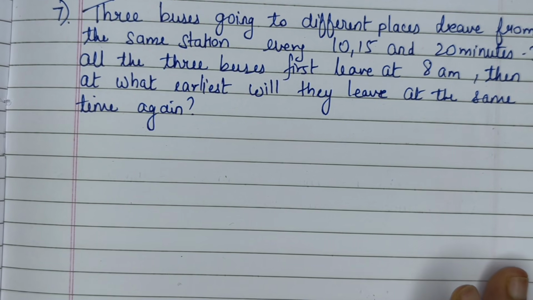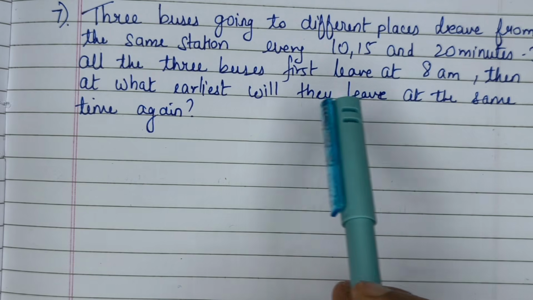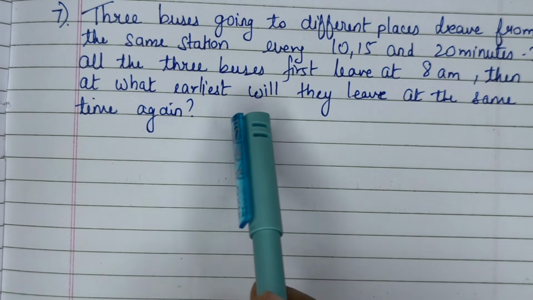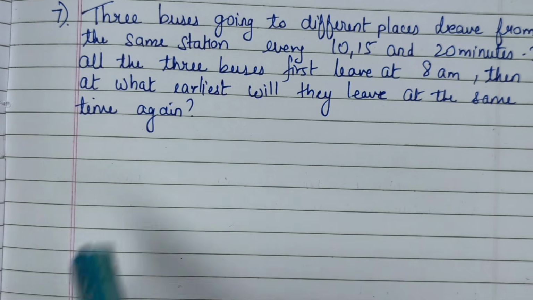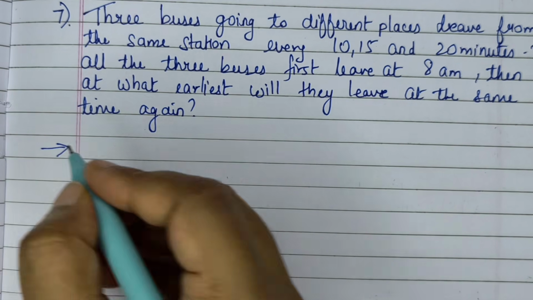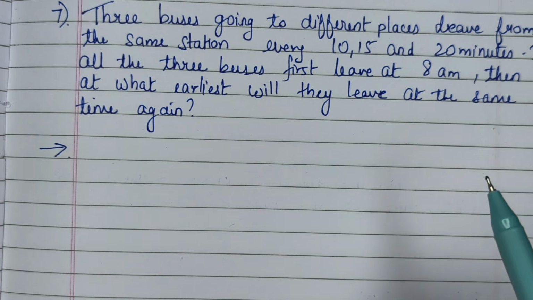3 buses going to different places leave from the same station every 10, 15 and 20 minutes. If all the 3 buses first leave at 8 a.m., then at what earliest time will they leave at the same time again? Understood? Now see here, you have read the question. Since the buses leave after a fixed interval of time, after 10 minutes, after 15 minutes, and after 20 minutes, what will we do?